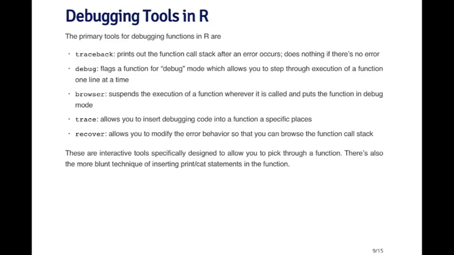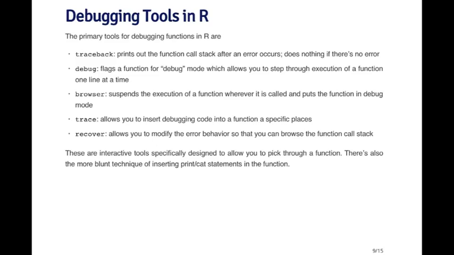The trace function allows you to insert debugging code into a function without actually editing the function itself. And this is handy if you're debugging someone else's code, right? So for example, there's code in a package and you can't easily edit the code in that package, or there's code in base R itself, or something like that. And you don't want to go and edit that code because you can't find the file or whatever.